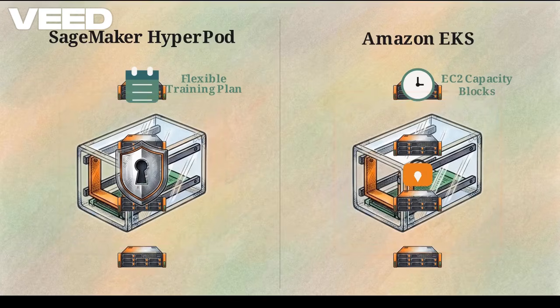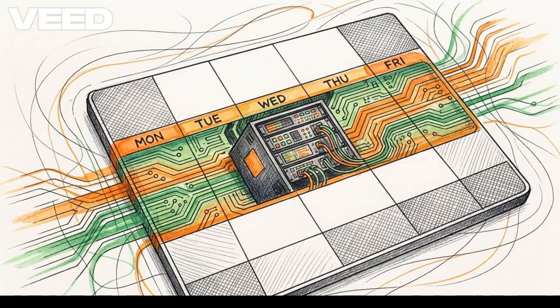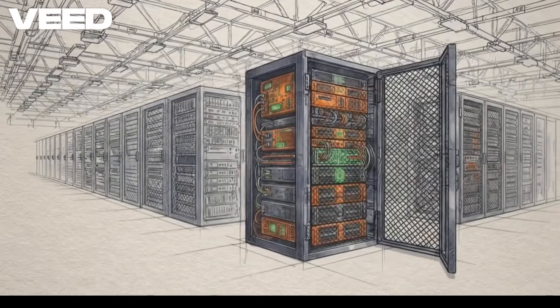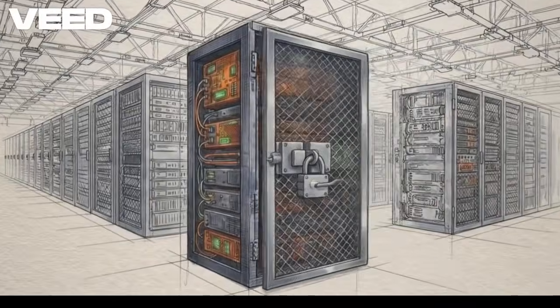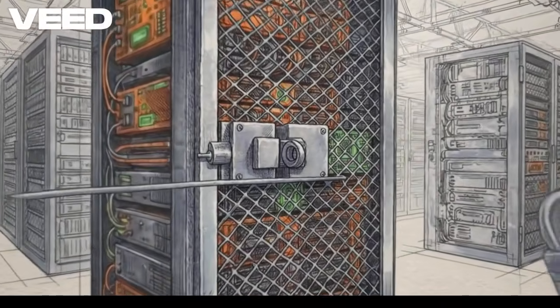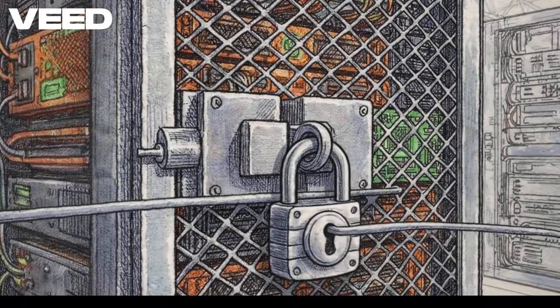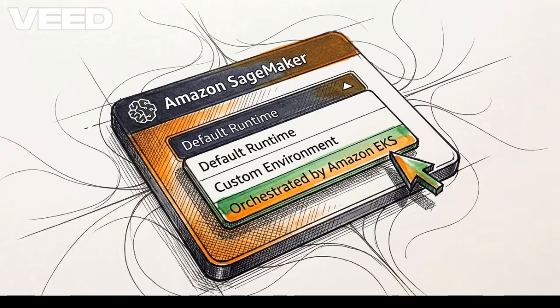For standalone EKS workloads, capacity is reserved using EC2 capacity blocks. Capacity blocks provide guaranteed access for a specific time window, avoiding long-term contract commitments. Securing this dedicated compute upfront is the only way to prevent scheduling failures once the deployment pipeline begins.